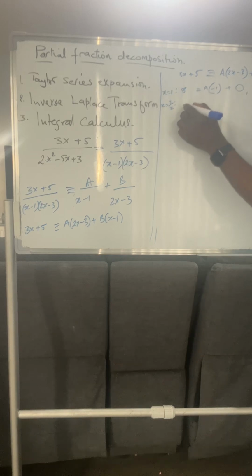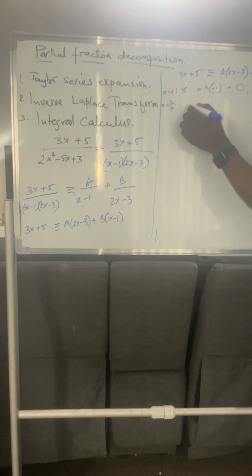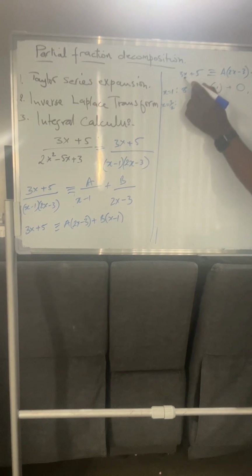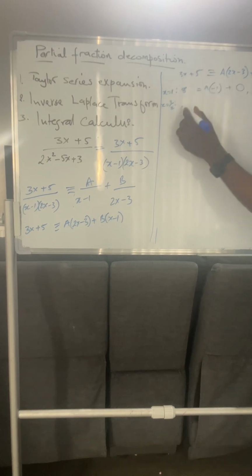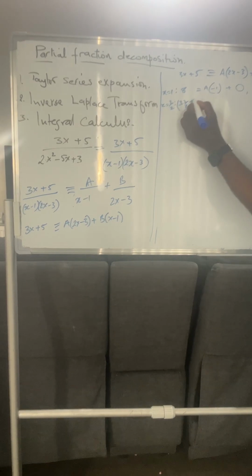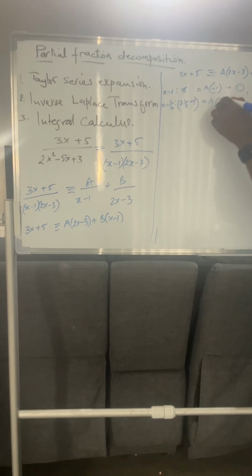You said x equals 3 all over 2, yeah? So if x is equal to 3 all over 2, now you have 3 times 3 all over 2. This will give you 3 times 3, let me write it. 3 times 3 all over 2 plus 5. This will equal to a into 2 times 3 all over 2 minus 3 plus b into 3 all over 2 minus 1. This is what you get.